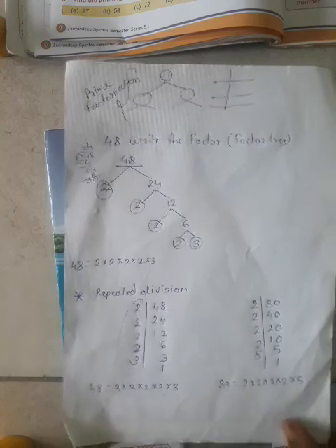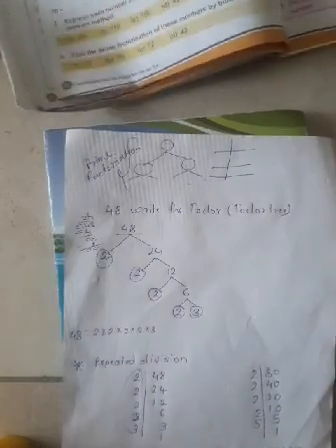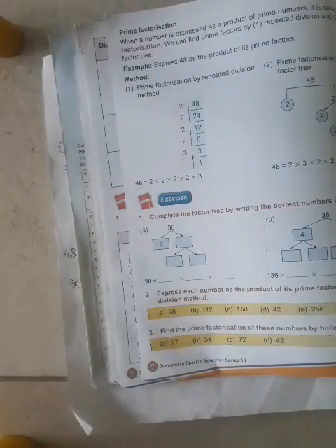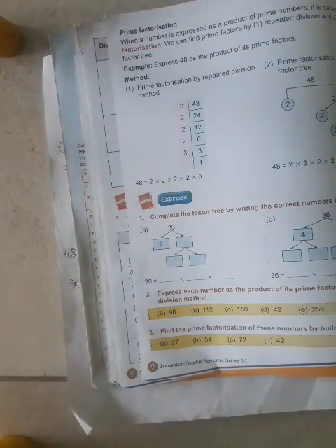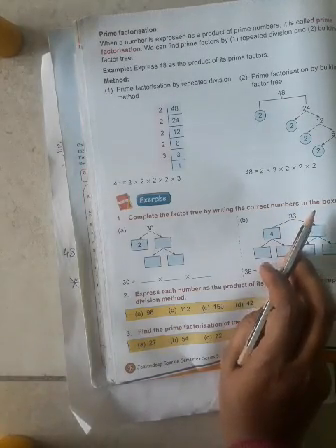Now open your textbook to page number 92. See the exercise: complete the factor tree by writing the correct number in the boxes.